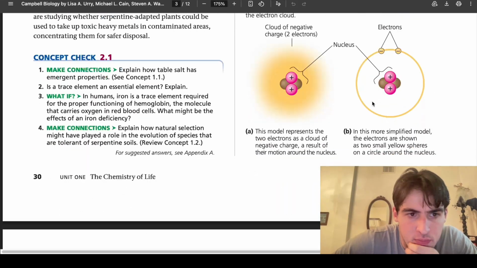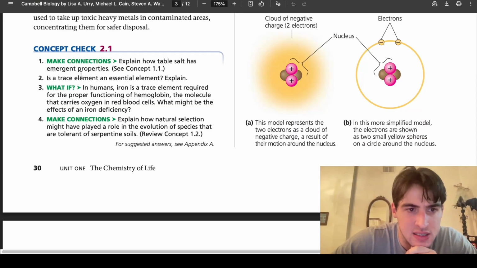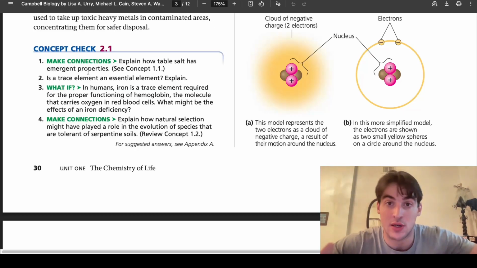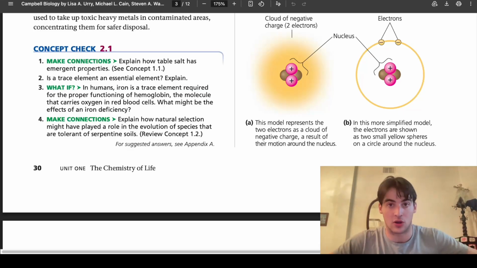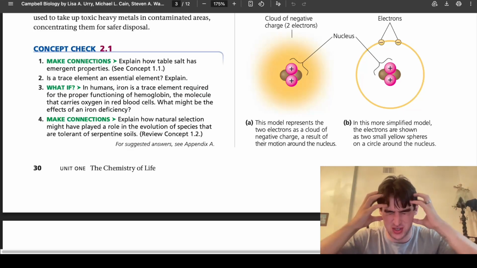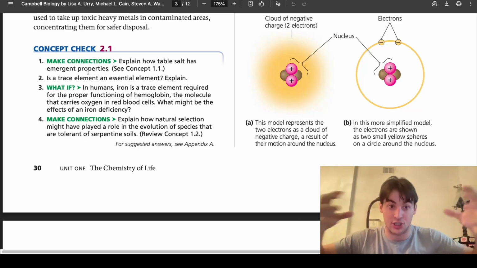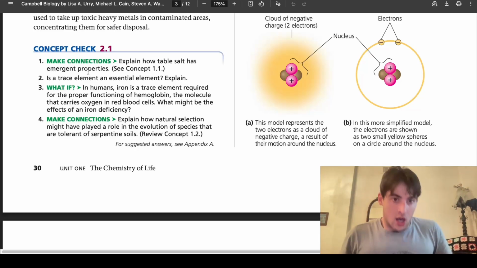Sounds good. Concept check 2.1. Explain how table salt has emergent properties. Would you like to answer that question? Pause it if you want. I'm going to say this is good for learning because it's good to answer practice questions in order to actually retain the information, because you have to retrieve it from your mind. It's pretty basic, but I thought I'd explain it.